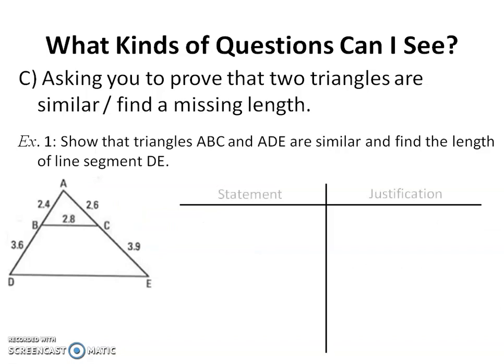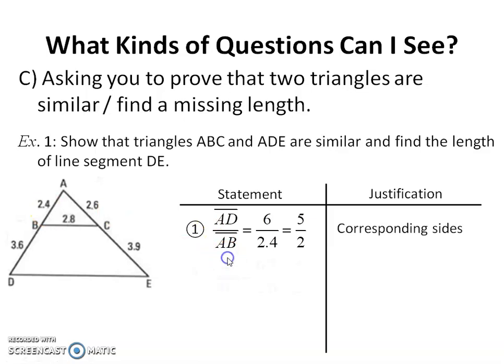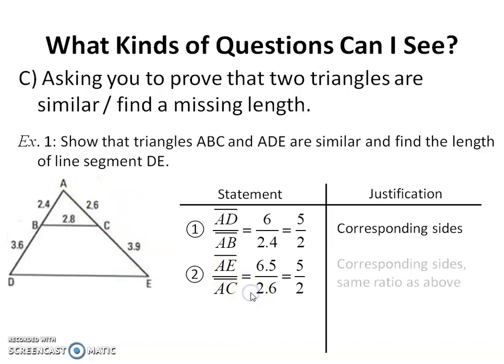Okay, here I go with my proof. Statement 1 is that the ratio of AD, this entire length, that's the longer triangle, over AB is a total of 6, because I'm taking this entire length, 2.4 plus 3.6, over the side length AB. That is a ratio of 5 to 2. Those are corresponding sides. This ratio of AE, the entire thing, so I'm adding 2.6 plus 3.9 over 2.6, that is a ratio of 5 to 2, same ratio.